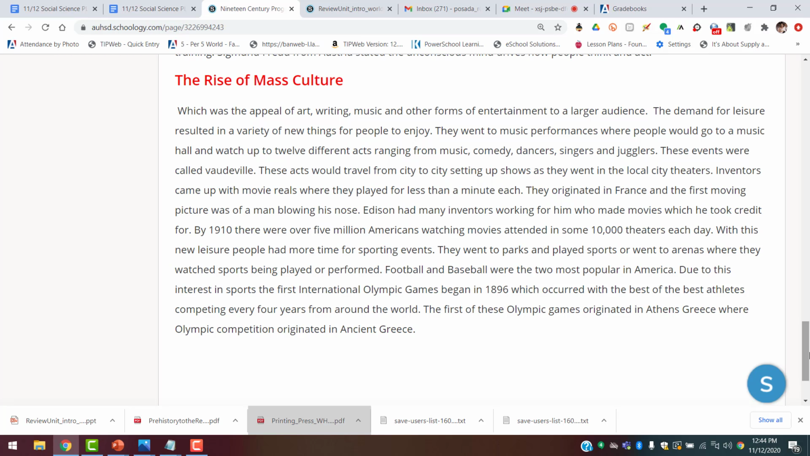Inventors came up with movie reels that played for less than a minute each. They originated in France, and the first moving picture was of a man blowing his nose. This was unheard of. People literally paid to go to the movie theater to watch a man actually moving on stage, where he picked up a Kleenex and blew his nose, because they had never seen a motion picture before. They had seen still lifes in cameras, where they have a photograph, but they had never actually seen one moving.